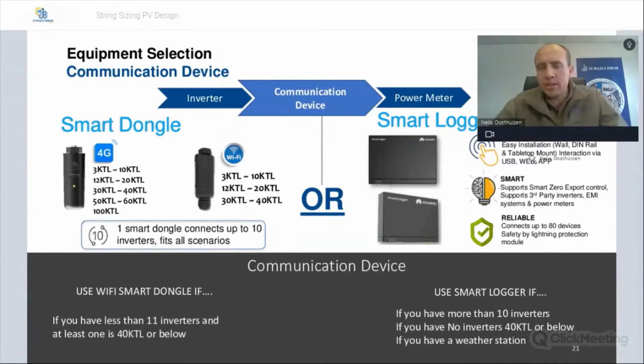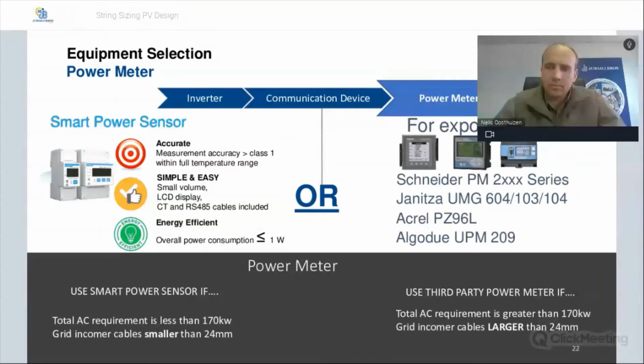The Smart Logger is obviously a more expensive component, but it does provide you with more communication options. So it's got RS485, 3 inputs, up to 80 inverters. A weather station can also be connected to it. So a lot more options on the Smart Logger 3000A.